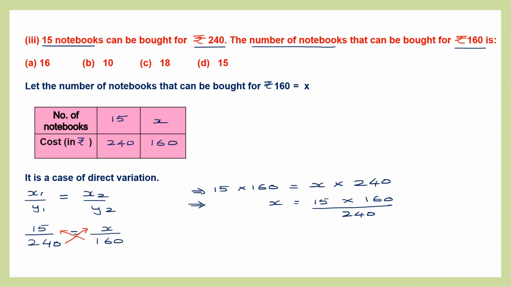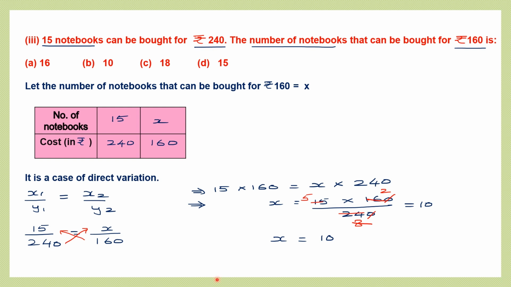Now let's cancel. I can cancel the zeros. I can cancel 15 and 24 or 16 and 24. So I'll do with 15 and 24. Both are divisible by 3. 3 fives are 15 and 3 eights are 24. Now I can cancel 8 and 16. 8 twos are 16. Now multiply 5 into 2, and 5 twos are 10. So x is equal to 10.